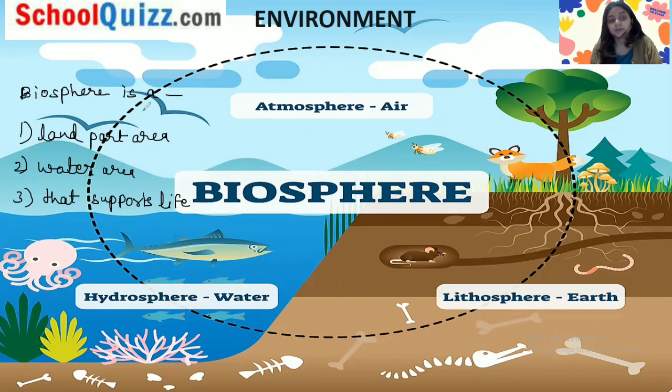Okay, so I hope you are all correct. The answer will be that supports life. I told you biosphere simply means where life can exist and which supports life. Land part area will be the lithosphere, and water area will be the hydrosphere. But lithosphere and hydrosphere together alone do not make up the biosphere. Why? Because there will be atmosphere also.